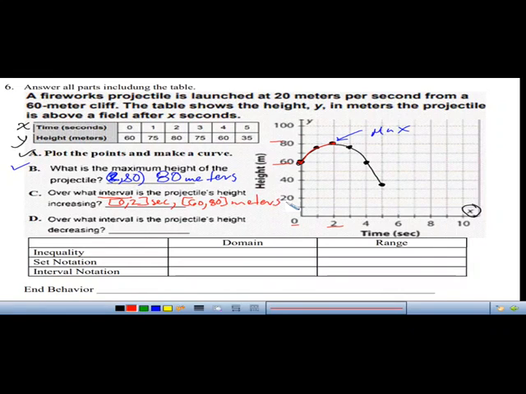Mr. Q, I have a quick question. How are the brackets different from the parentheses again? Okay, so the brackets here, since it's a solid point, it includes that value from here to here and from here to here. This one up here in part B, the parentheses is just indicating that it's a coordinate. That's because it's saying here, what is the maximum height of the projectile?